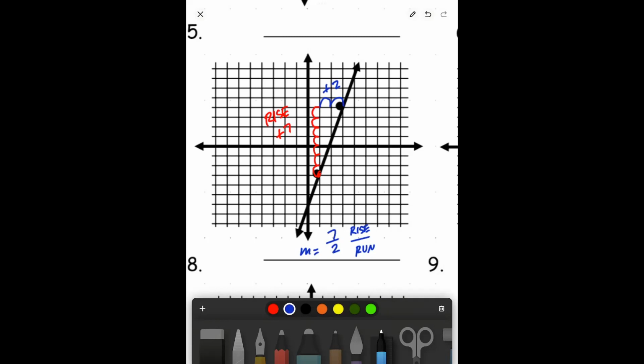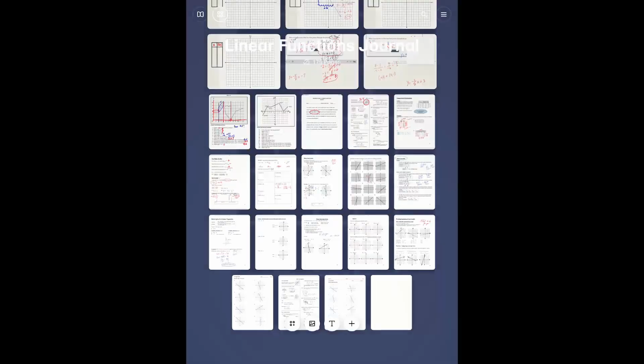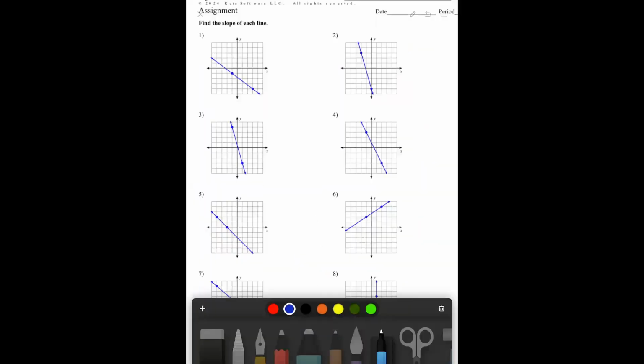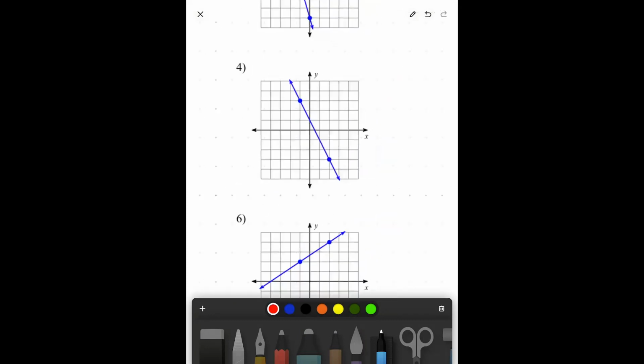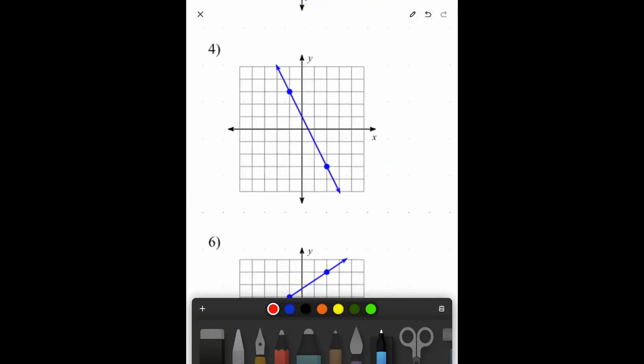Okay, now I'm going to go to the software page that I also put in there. And I'm going to do at least one from here. So which one I'm going to do, number 4. All right, and this one, I'm going to start here and I'm going to go down. So here's where I am, and I'm trying to get to my best friend's house down here. So I'm going to go 1, 2, 3, 4, 5, 6.